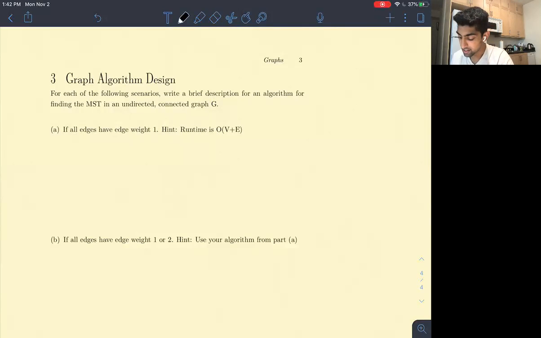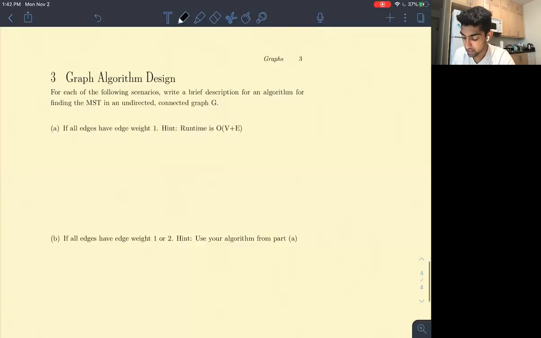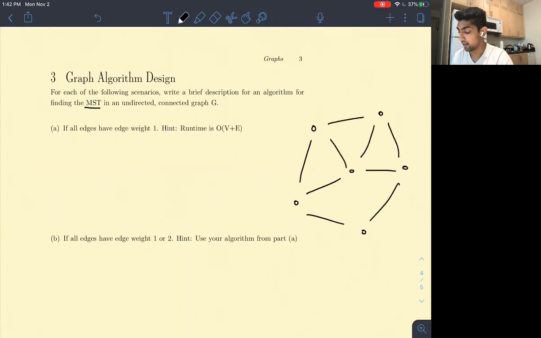Okay, so the problem states, for each of the following scenarios, write a brief description for an algorithm that finds the MST. Okay, and then the first scenario is that all the edges have edge weight 1. So if we have any graph, and let's say all of these edge weights are the same, it doesn't really matter which edges we choose to include in our MST, as long as we choose n-1 edges and everyone is connected, right?